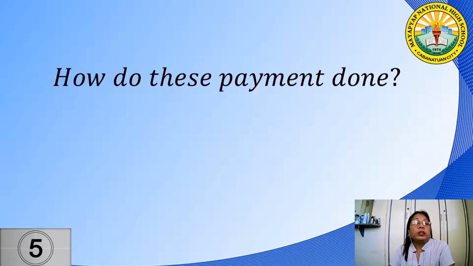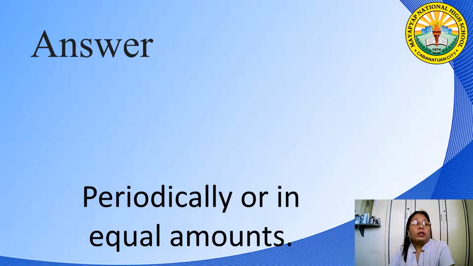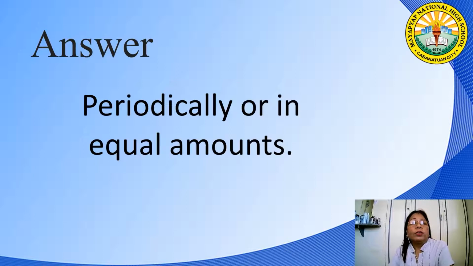Question number 2. How is this payment done? Time starts now. Answer: periodically or in equal amounts. Check.